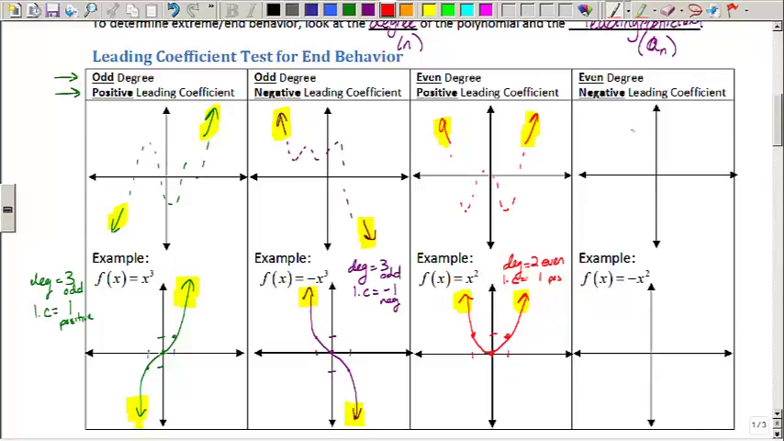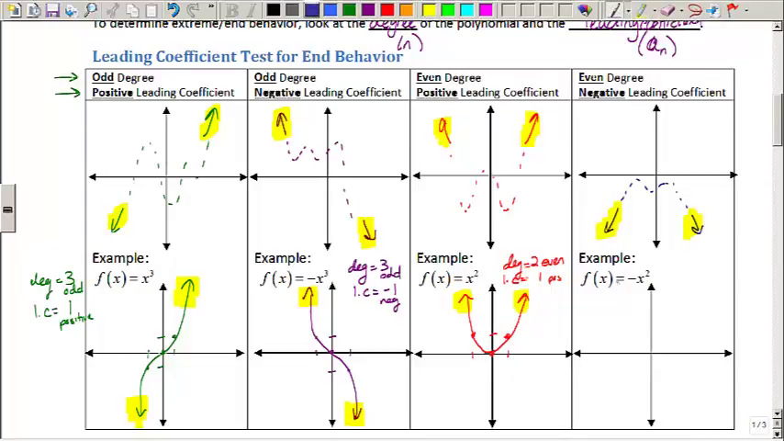And lastly, an even degree with a negative leading coefficient is going to have end behavior going down forever to the left and down forever to the right. Again, in the middle, I'm not sure what's happening. I don't really care about that for now. I do know that it goes down forever and down forever.